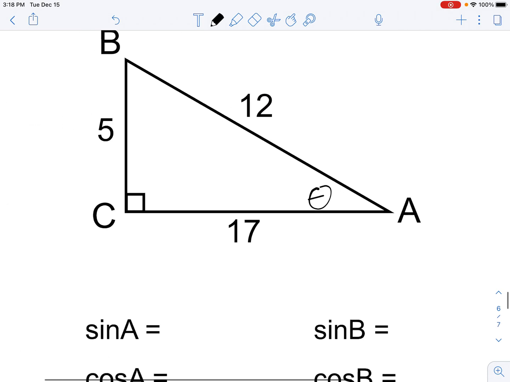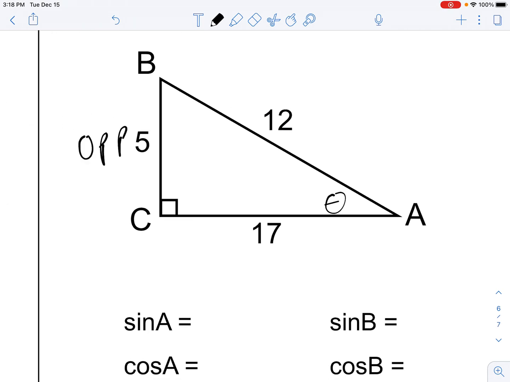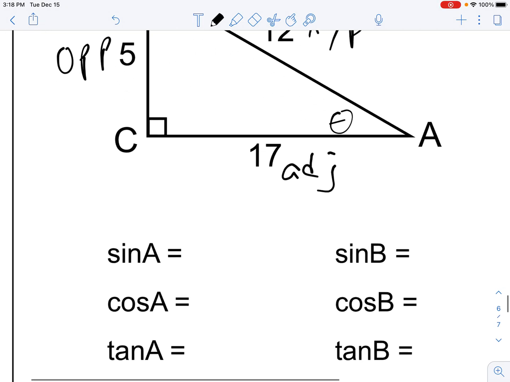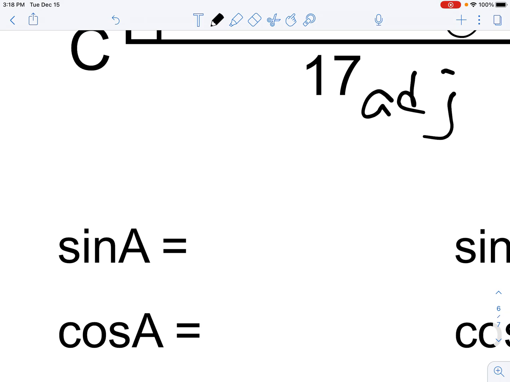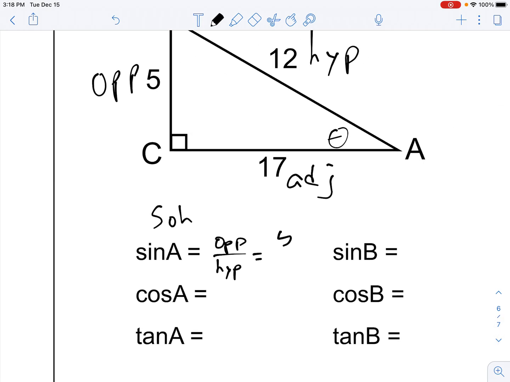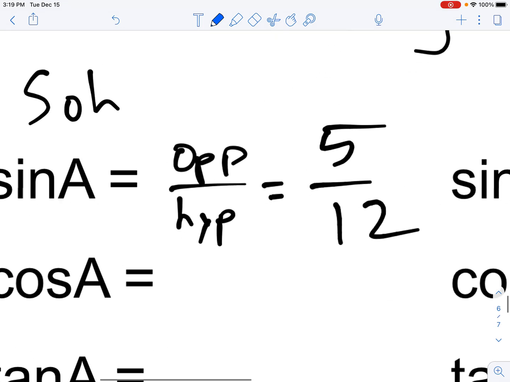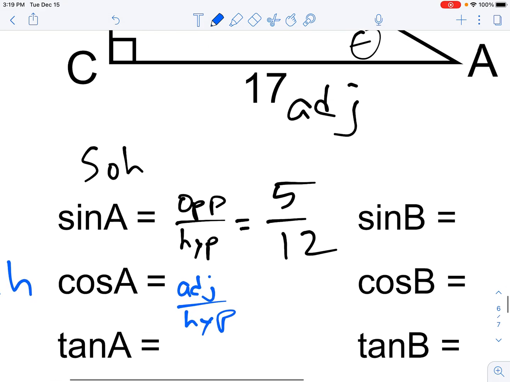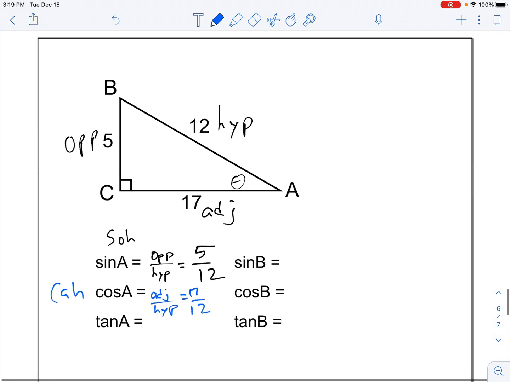All right, so if this is A, that's opposite, hypotenuse, adjacent. Sine is opposite over hypotenuse. Opposite is 5, hypotenuse is 12. Cosine is adjacent over hypotenuse. Well, the adjacent is 17, hypotenuse is 12.